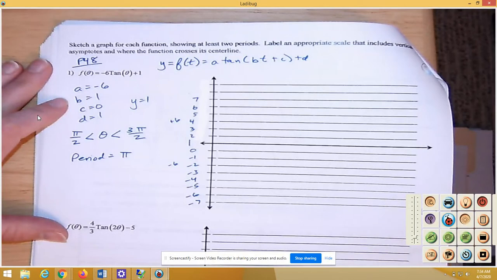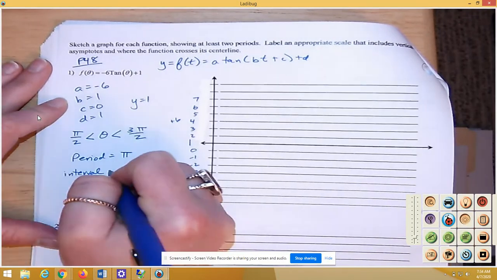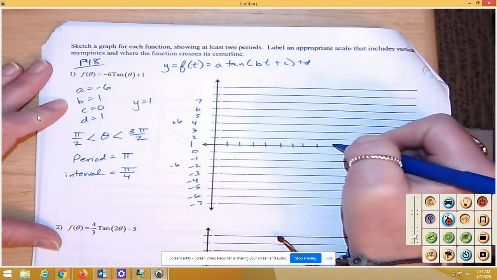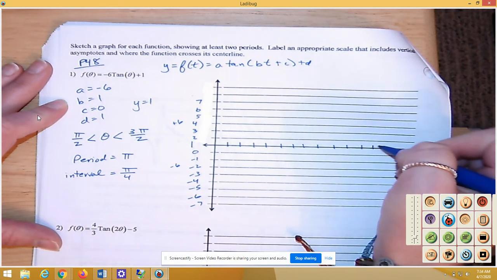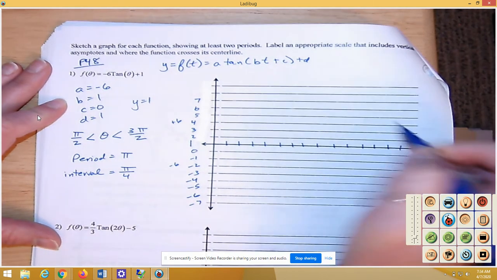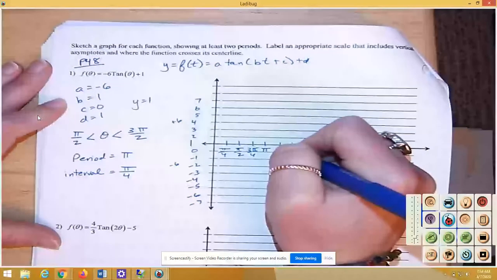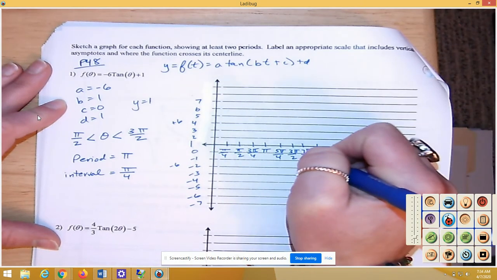And therefore, our interval, I like to talk about the intervals to get those key values, is going to be pi over 4. So right now, I'm going to just start at 0, and then I'm going to go out by pi over 4 for a while. So this is going to be pi over 4, 2 pi over 4 is going to be pi over 2, 3 pi over 4, 4 pi over 4 is pi, 5 pi over 4, 6 pi over 4 is going to be 3 pi over 2, 7 pi over 4, 8 pi over 4 is going to be 2 pi, and I'm going to continue.